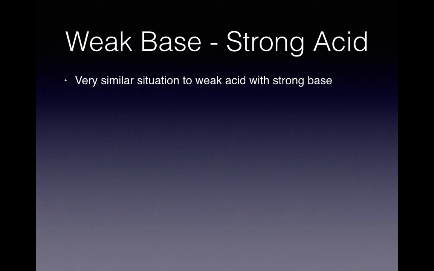Talking about weak with strong, we've looked at titration of a weak acid with a strong base, and now we're going to look at a weak base with a strong acid. The situation that we have here is very similar to what we had when we were working with a weak acid and a strong base. The only real difference is that the pH starts at a high pH, since now we're starting with a weak base. And then as we add that strong acid, we reduce the amount of weak base and increase the amount of conjugate weak acid, and as a result the pH goes down since the solution becomes more acidic.